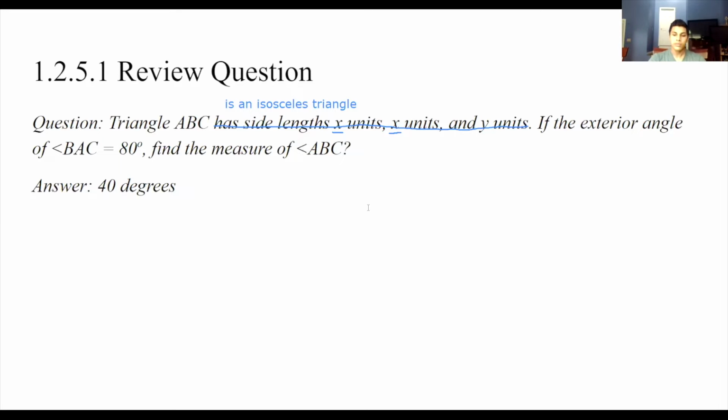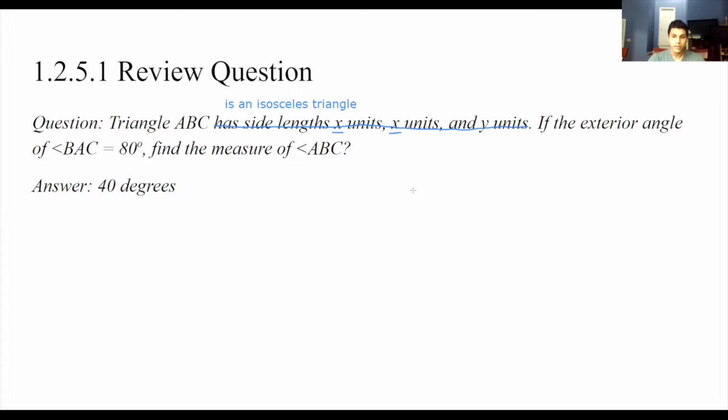And so next we're going to continue reading on with the question. If the exterior angle of angle BAC equals 80 degrees, find the measure of angle ABC. That's a little bit complicated because we don't actually have a diagram. So we don't know which angle is angle ABC, and we don't know which angle is the exterior angle of angle BAC. What we do know is it's an isosceles triangle. So using that, we can probably draw a diagram to help us solve the question.